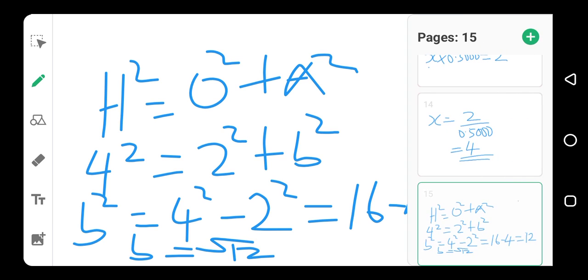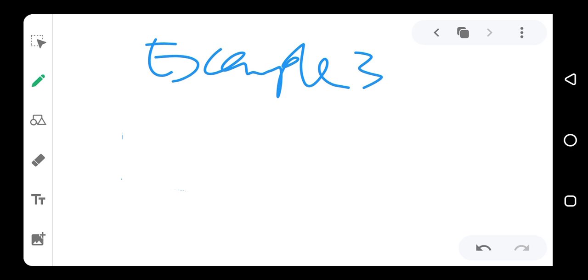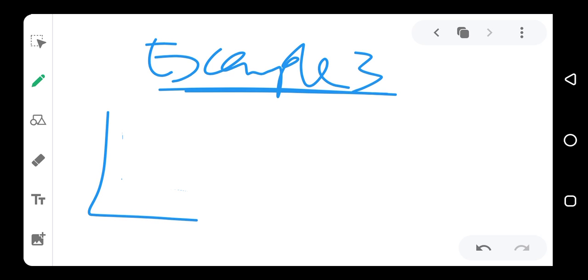Now let's look at another example. Let's try to calculate the angle using the sides. Example 3. Now assuming we have this place as 3 and we have this place as 2, and we have this angle theta. Now we don't know this angle, which we now call theta. We use theta to represent unknown angles.